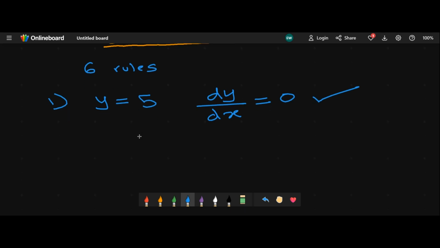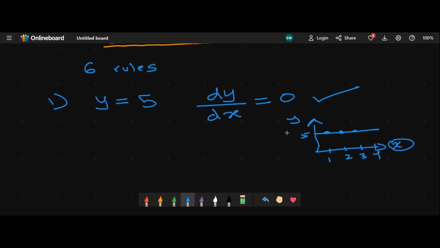To easily understand what differentiation is: differentiation is a process we use to find the rate of change at a particular point. Let's draw a graph, y against x. Y is equal to 5, so the graph is like this. When x is equal to 1, what is y? 5. When x is equal to 2, y is 5. When x is equal to 3, y is 5.